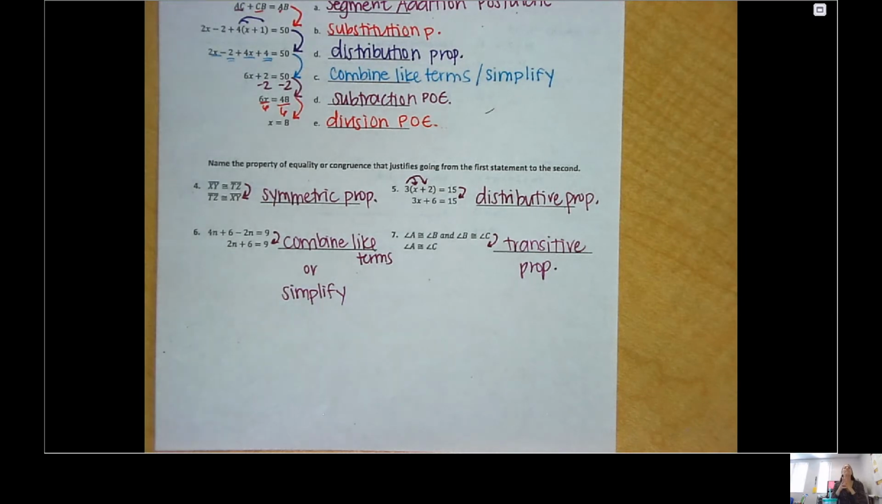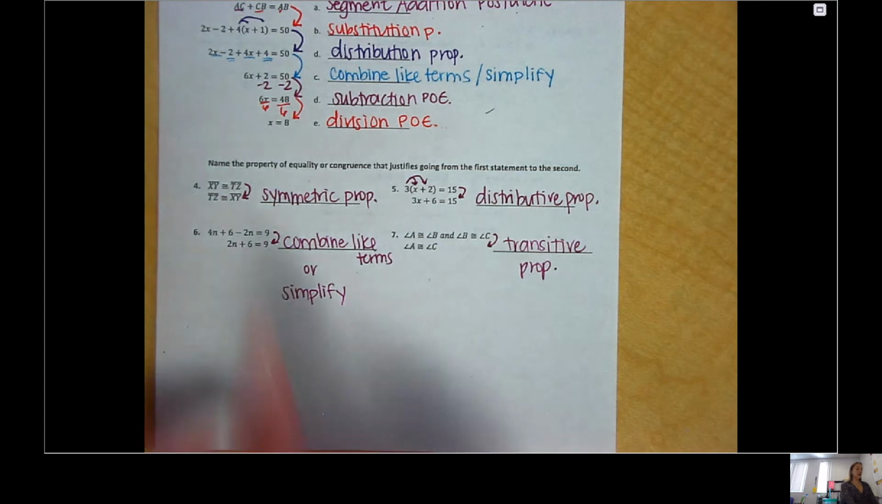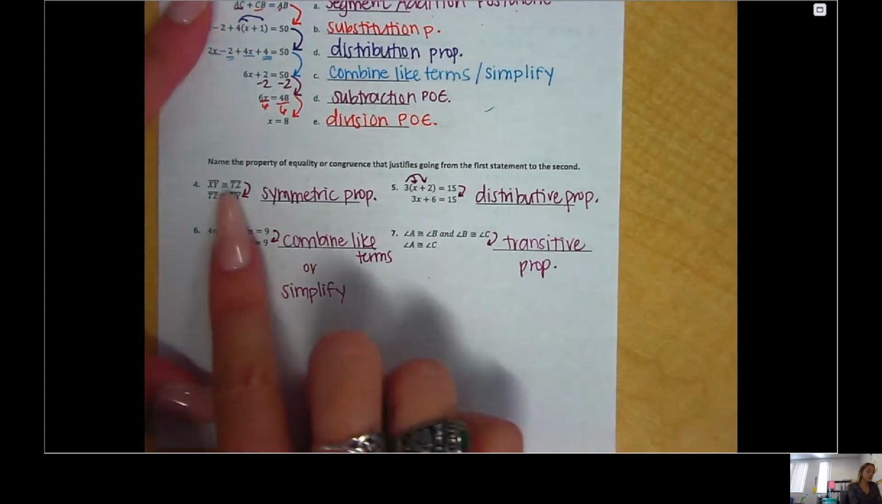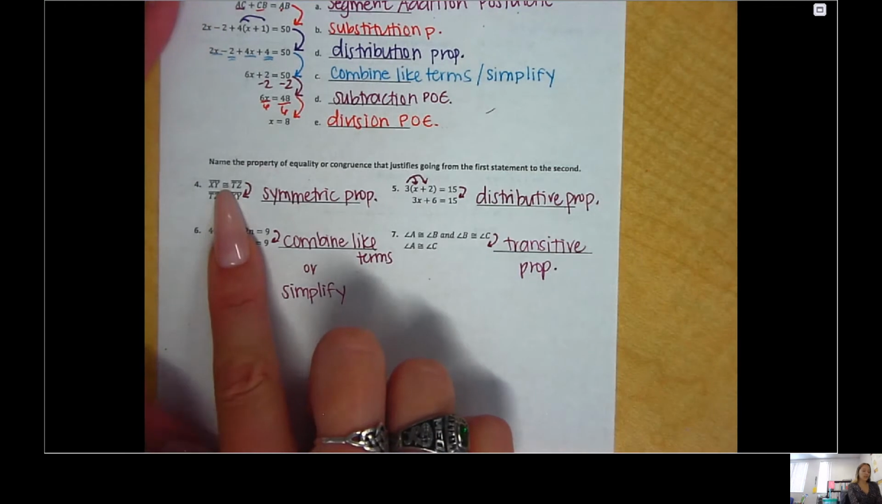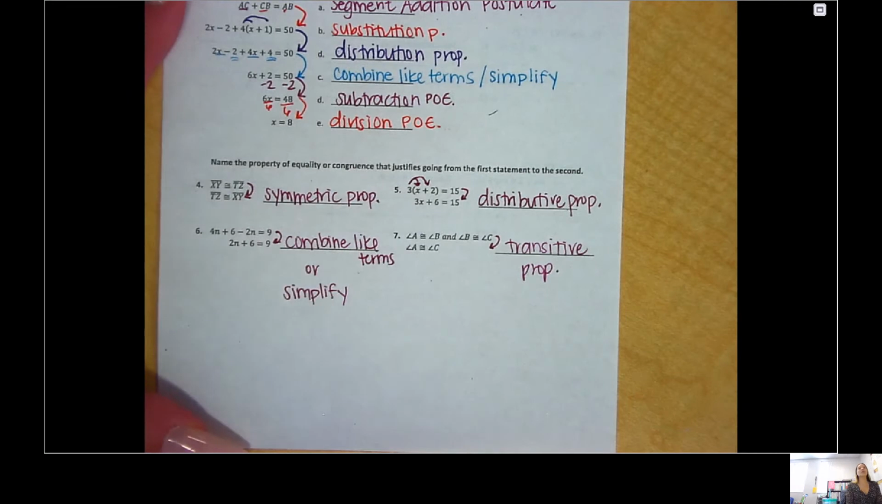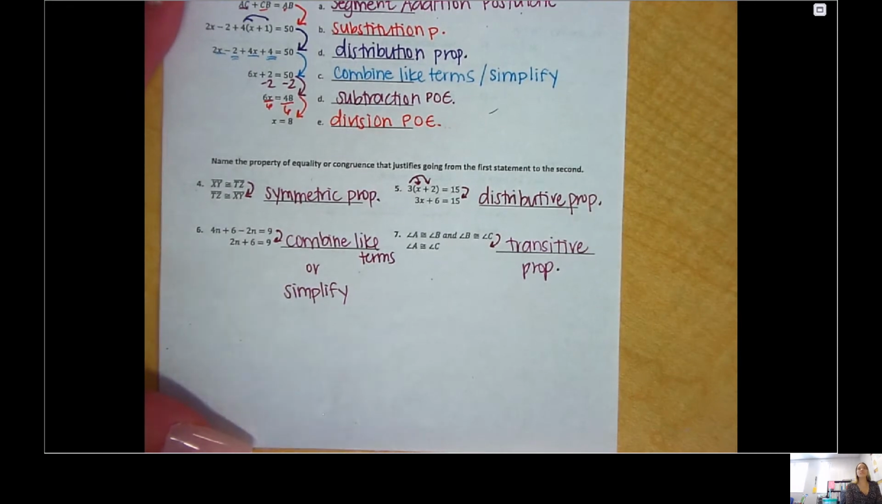What is it, Sydney? So, wouldn't it be property of equality for number 4? No. So property of equality literally means an algebraic equation, right? This is not an algebra equation. This is talking about pieces of a line that are the same. And so as soon as you've got a congruent symbol, you're now talking about properties of congruence, not equality. But that's a great question.